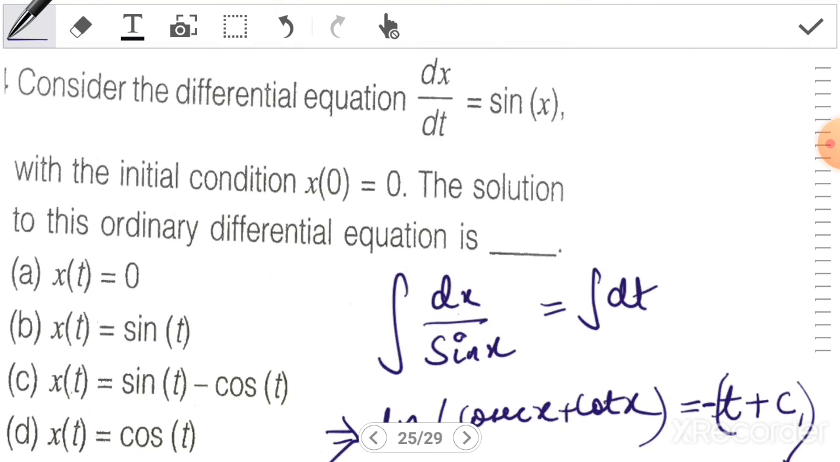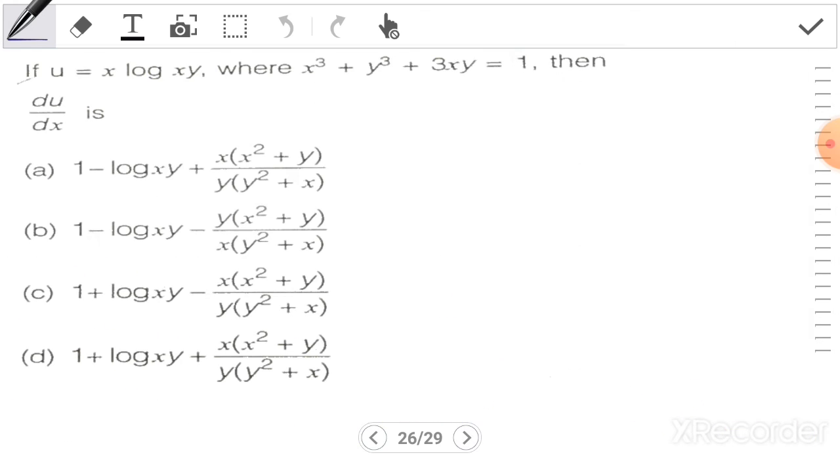Then the solution to this ordinary differential equation is A. Let us see the next question. If u is equal to x log xy and where x cube plus y cube plus 3xy is equal to 1, then du by dx is, right?